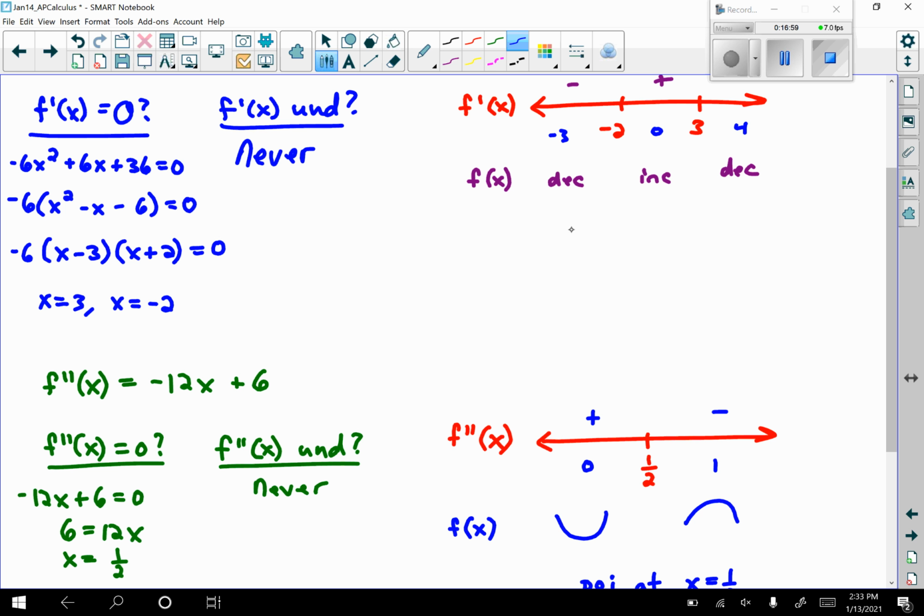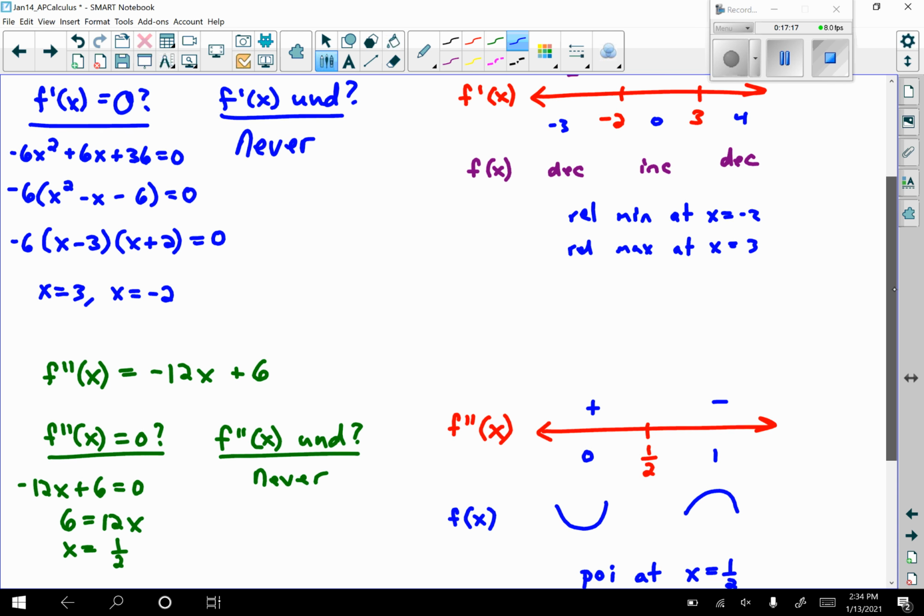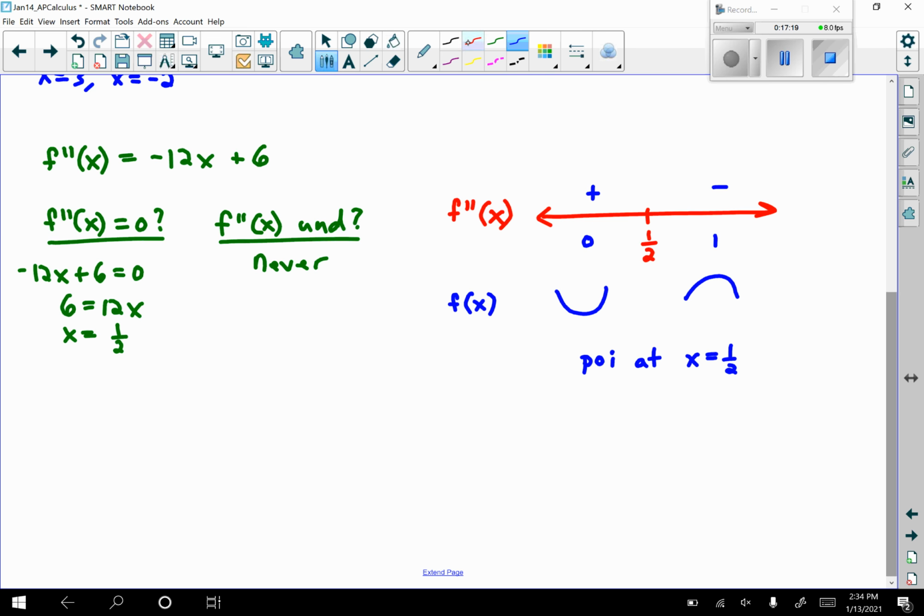Up here, if we're going from decreasing to increasing, we know there's a relative min at x equals -2. Increasing to decreasing, we know there's a relative max at x equals 3. So now we're going to put all the pieces together. So we could answer the first 4 parts, or the easiest.